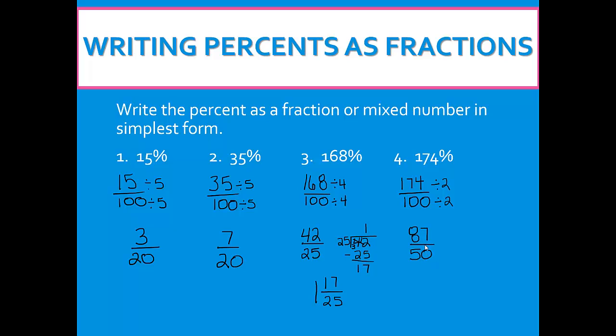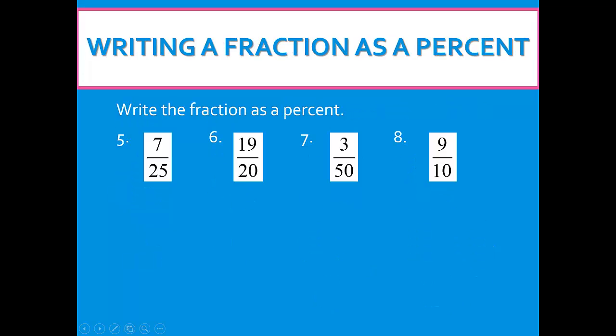Now I can divide to convert this into a mixed number. So I have 87 divided by 50. 50 goes into 87 one time, and 1 times 50 is 50. Now I can subtract. 7 minus 0 is 7, and 8 minus 5 is 3. Now I will write my mixed number. I have 1 for my whole number, 37 is my numerator, and my denominator is 50. So 174% is equal to 1 37/50.